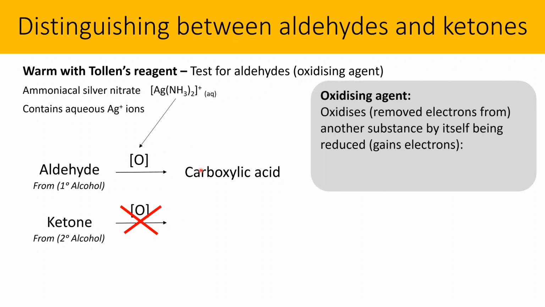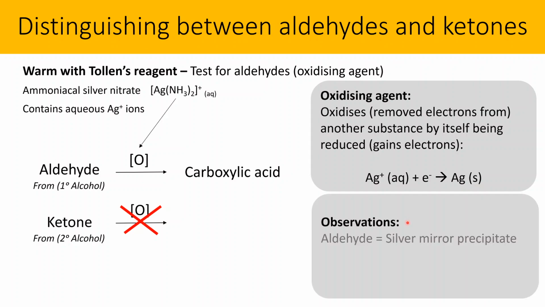Remember that an oxidizing agent is something that oxidizes another substance. It removes electrons from another substance by itself being reduced. It gains electrons. And because our Tollens reagent is a source of silver plus ions, it gains electrons itself and forms this silver solid, and that will come out as a precipitate. Our observation is that the aldehyde gives a silver mirror precipitate, whereas the ketone gives no reaction. The silver mirror precipitate is this solid silver being formed from the aqueous silver plus ions when the oxidizing agent itself is reduced by gaining electrons. And that looks a little bit like this.